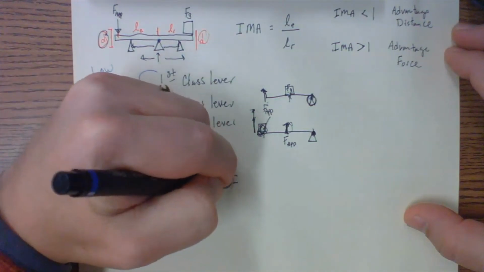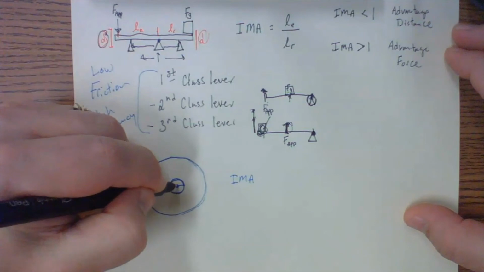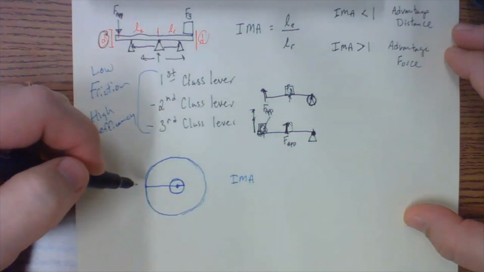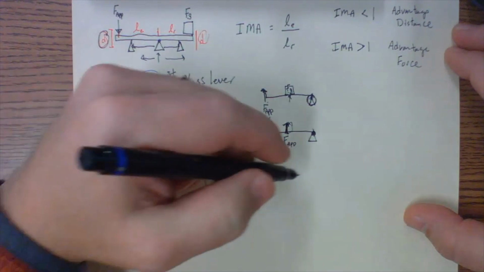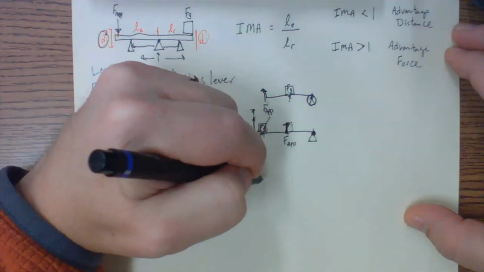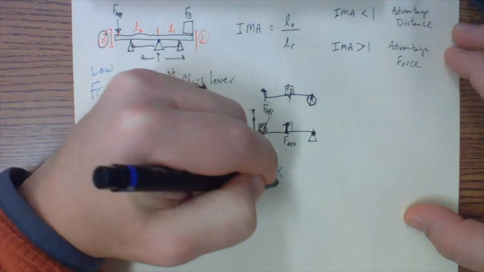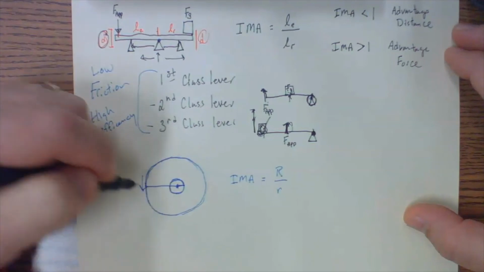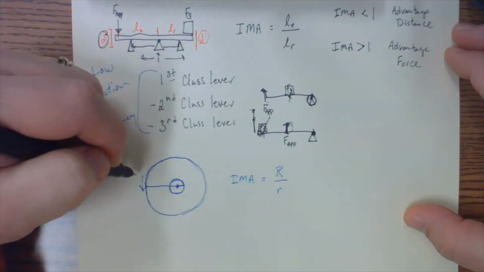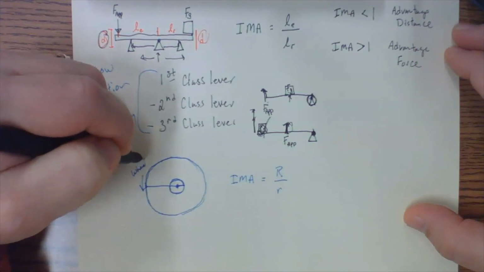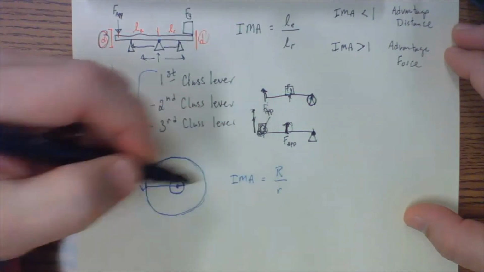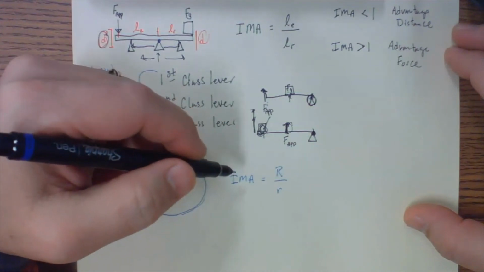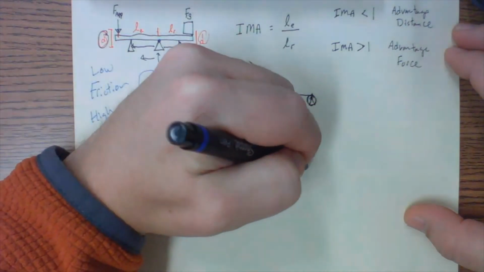So IMAs of a wheel and axle are based on radiuses. But the radius is really like the lever arms of our first class lever. So again, it's the radius of the wheel, or I should say the big radius, divided by the small radius when we are moving the wheel. So if we rotate the wheel, then we're going to move a big radius around. There's going to be a small radius here. That'll give us an IMA that'll give us a force advantage.